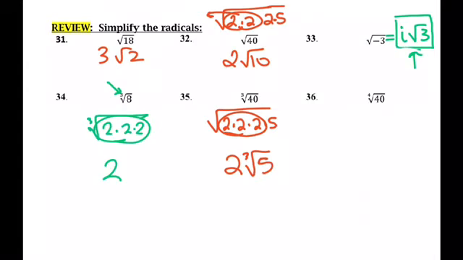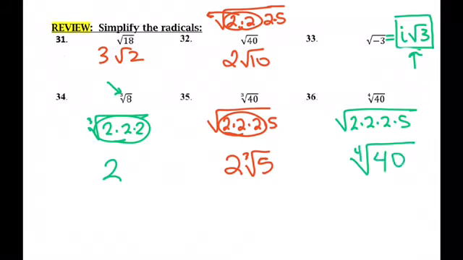And for the fourth root of 40, if you were to write that out, you've got 4 times 10. You do not have 4 of anything, so just wrap it up back together, and that's what it's going to be.